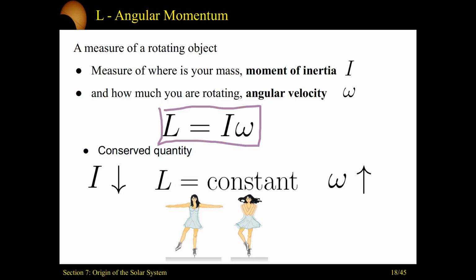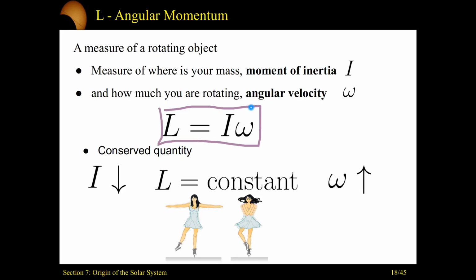So let's break this down. What is omega, the angular velocity? It's how rapidly you are rotating around. Take the figure skater who is spinning around and around. Angular velocity just says, how many rotations, in radians per second, is this person rotating at?